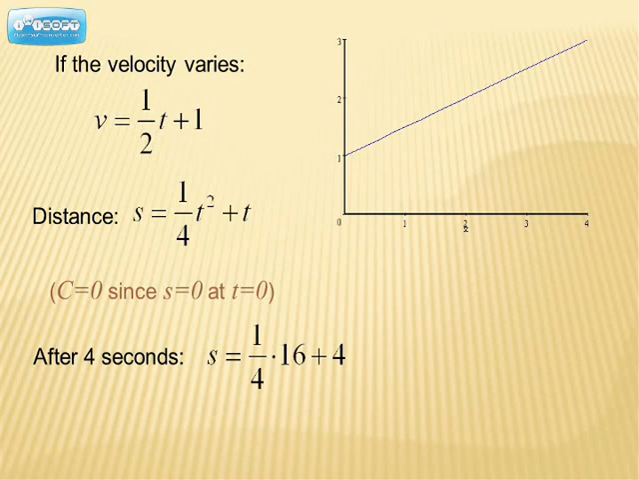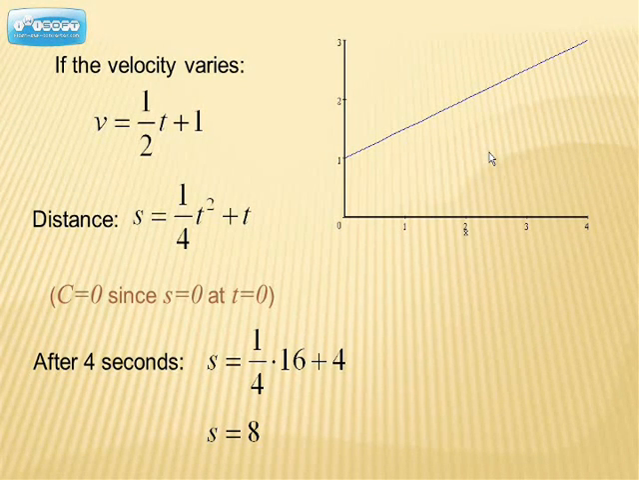After 4 seconds, if I put in 4 into my antiderivative function, I would get 8. Well, notice that the area under this curve is also 8. We have a trapezoid here.